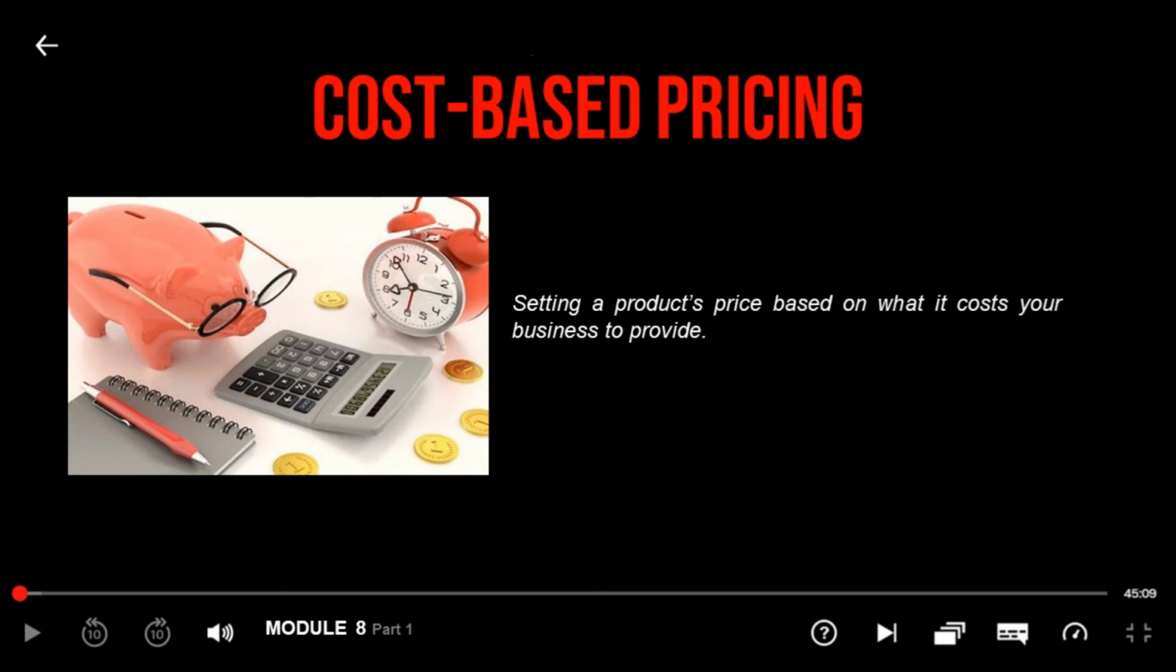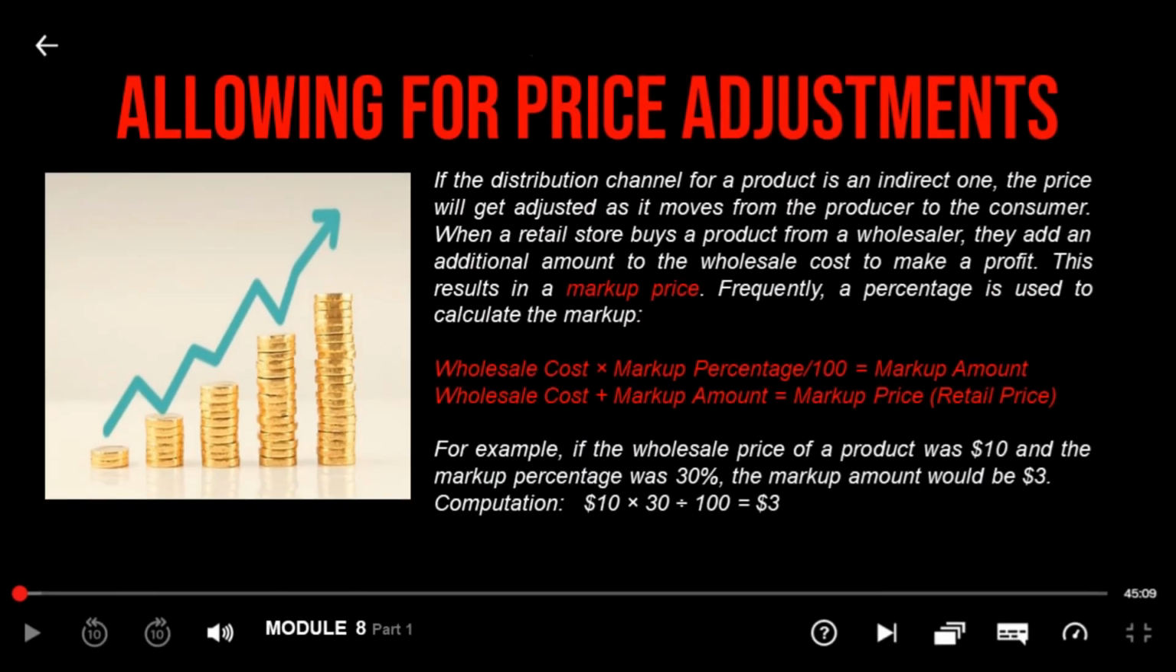To determine the cost-based price, we take the total cost of a product and add a certain profit margin, allowing for price adjustments. If the distribution channel for a product is an indirect one, the price will get adjusted as it moves from the producer to the consumer. When a retail store buys a product from a wholesaler, they add an additional amount to the wholesale cost to make a profit. This results in a markup price.